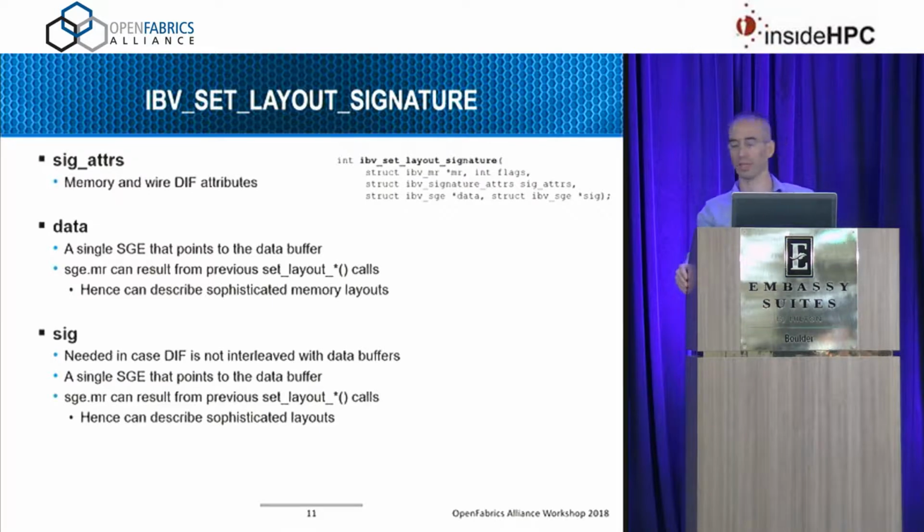And for the data itself, we have two scatter-gather entries here: one describing the actual data we are performing the integrity check on or adding a signature to, and the other describing the memory area for keeping the signature. In case the signature is interleaved with the data, obviously it is not needed.